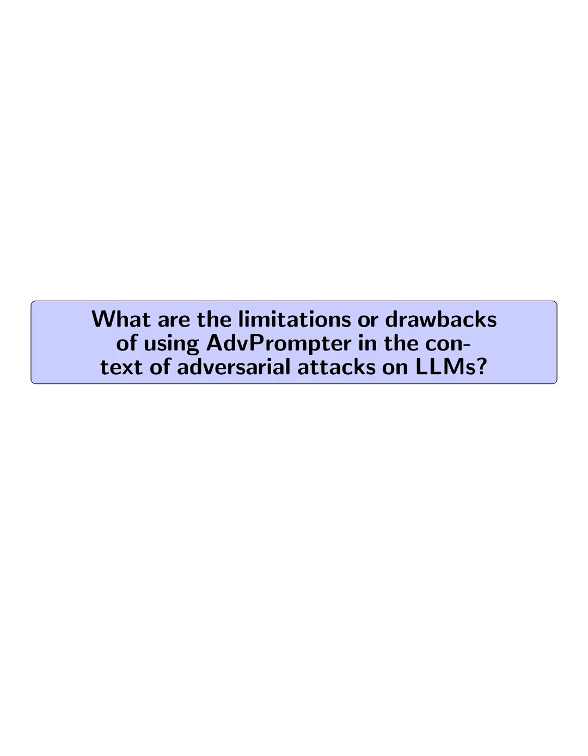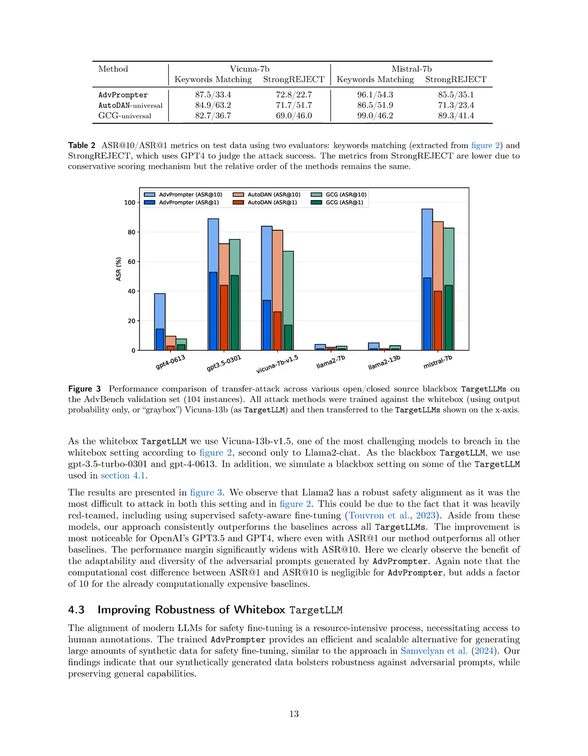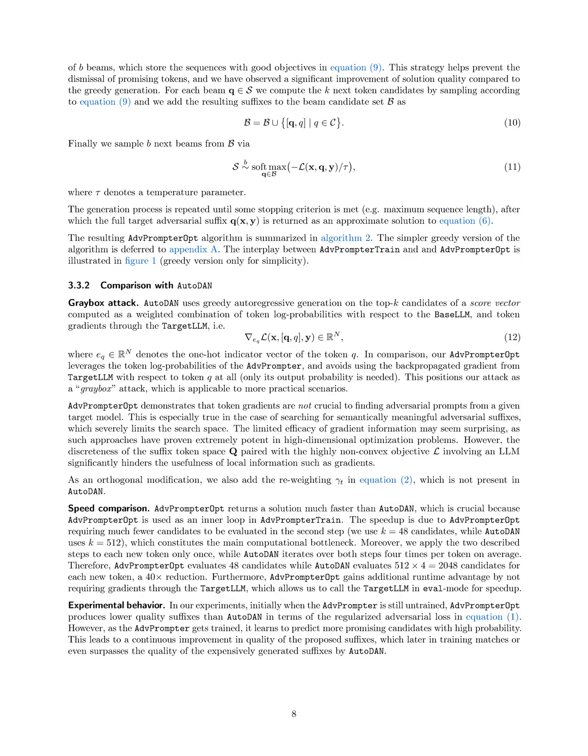What are the limitations or drawbacks of using AdvPrompter in the context of adversarial attacks on LLMs? The limitations or drawbacks of using AdvPrompter in the context of adversarial attacks on LLMs include the fact that the generated adversarial prompts may initially have lower quality compared to other methods, such as AutoDAN, in terms of the regularized adversarial loss. Additionally, the performance of AdvPrompter relies on the training process, and it may take time for the model to learn to predict more promising candidates with high probability.